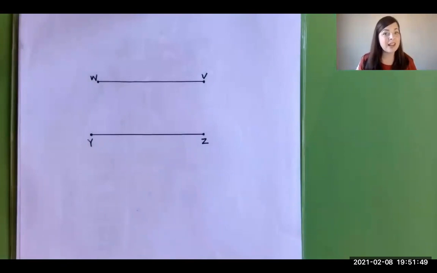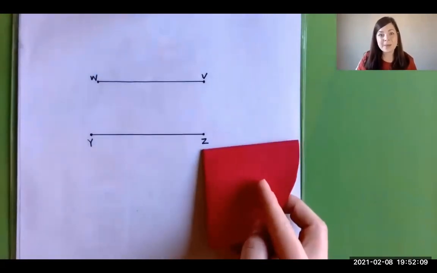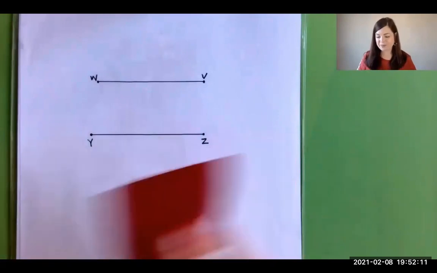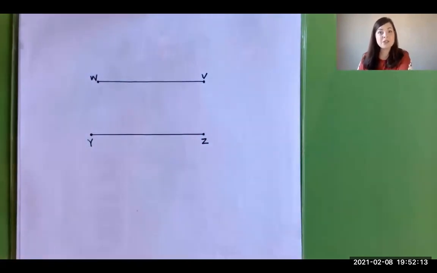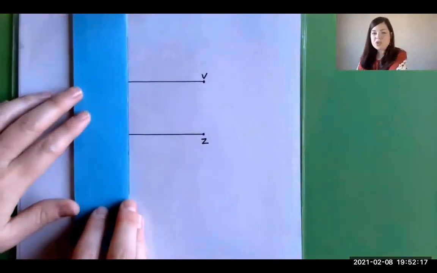So, with your description of parallel lines fresh in your mind, tell me, are these two line segments parallel? You probably said yes, they are parallel. And I agree, they certainly look like they're parallel. But so that we can be sure and so that we can be precise, we can actually measure using our right angle template.